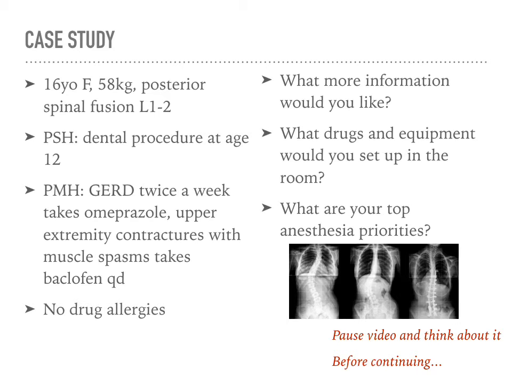So you have a 16-year-old female, 58 kilos, in for a posterior spinal fusion, L1, L2 for scoliosis. She had a dental procedure at age 12, has symptomatic GERD twice a week, takes omeprazole every day, and has upper extremity contractures with muscle spasms and takes baclofen every day. And she has no drug allergies.